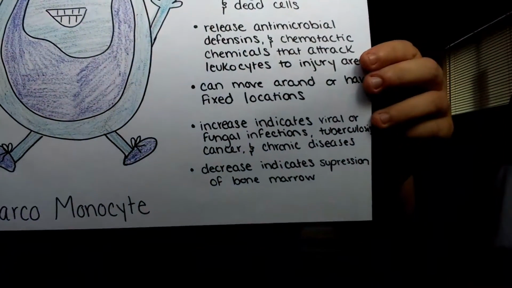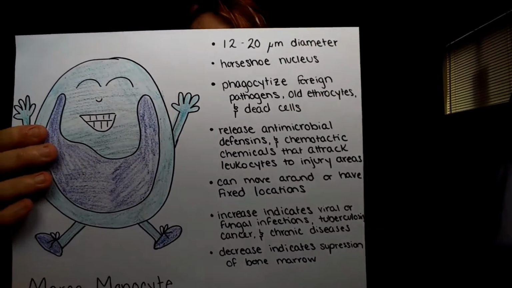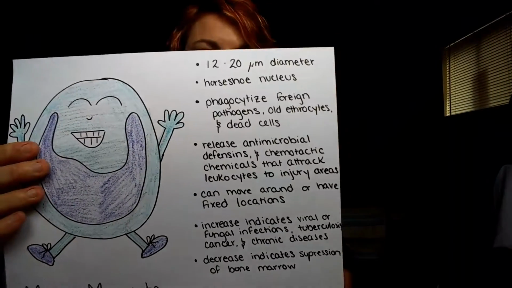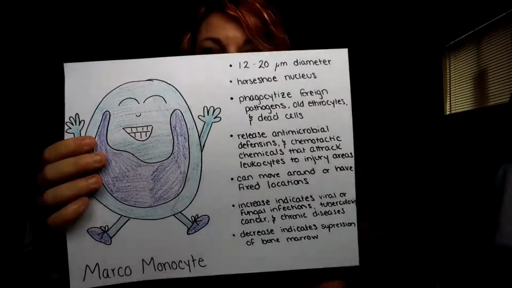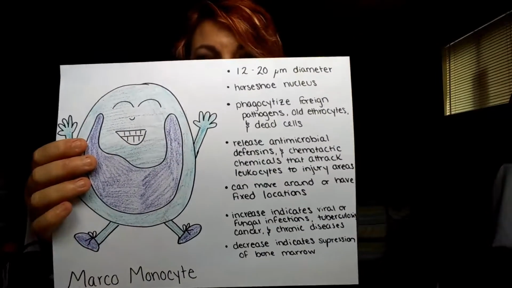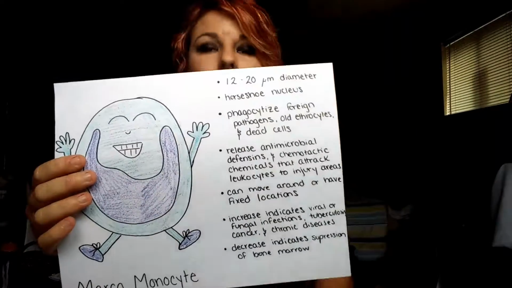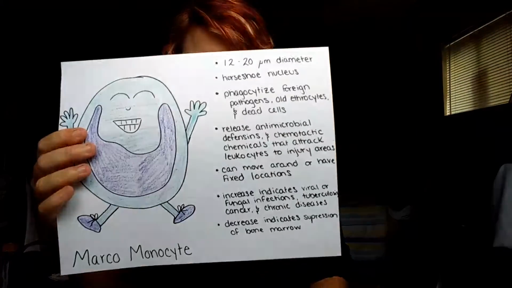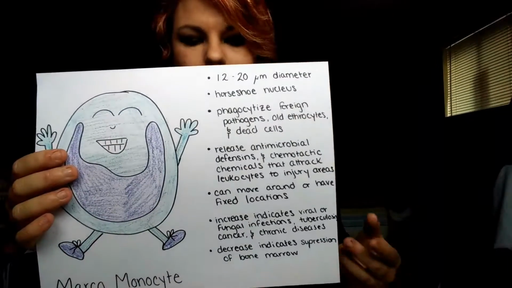Alright, the final type of leukocyte is a monocyte. So here we have monocyte. Monocytes are 12 to 20 micrometers in diameter, and they have a horseshoe-shaped nucleus. Now, monocytes that have left circulation become macrophages, and they phagocytize debris, foreign pathogens, worn out erythrocytes, basically any other dead cell kind of material.